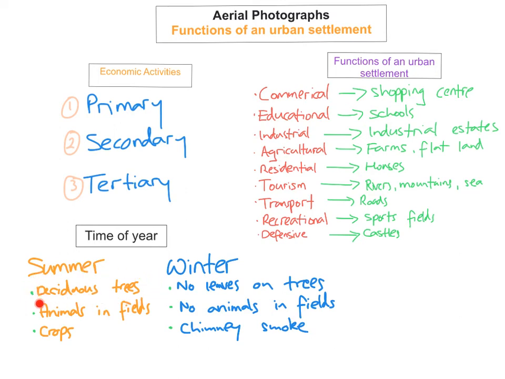If there's loads of animals in the fields, that might be a good indication that it's summertime. And if there's plenty of crops, and fruit are in full blossoming, well, this can indicate that it's summertime. If it's winter, some indications might be there's no leaves on the deciduous trees, and there might be no animals in the fields, and there may be smoke coming from chimneys of houses.